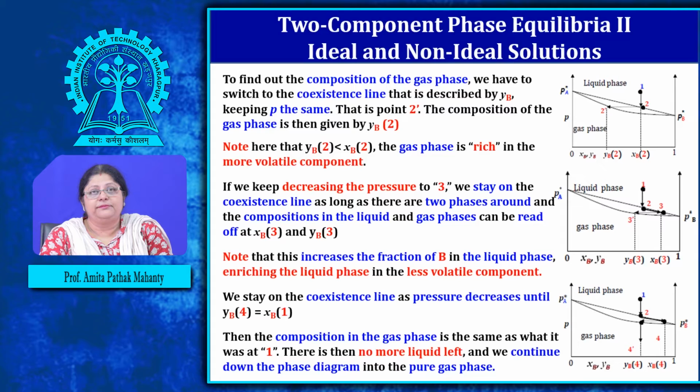That means we have come to a point where there is no liquid left anymore to continue in this diagram. So we will come down to a point where the mole fraction of the component in the vapor phase is equal to the mole fraction of the component in the liquid phase to begin with. So this is how you read the compositions. Each point, you can read the mole fractions.